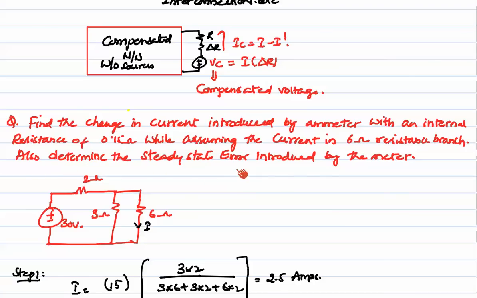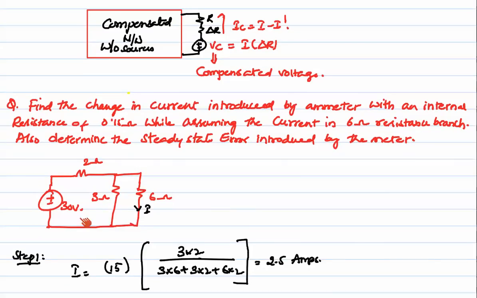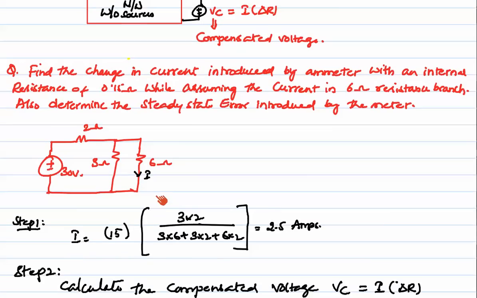Also determine the steady state error introducing the meter. So first here we have a network. In this network, 6 ohms here and I is the normal actual current flowing here. So when we are connecting an ammeter here, the ammeter having 0.15 resistance, that is the delta R value. First we will find the I value. By using the current division rule, I is nothing but 2.5 amps.